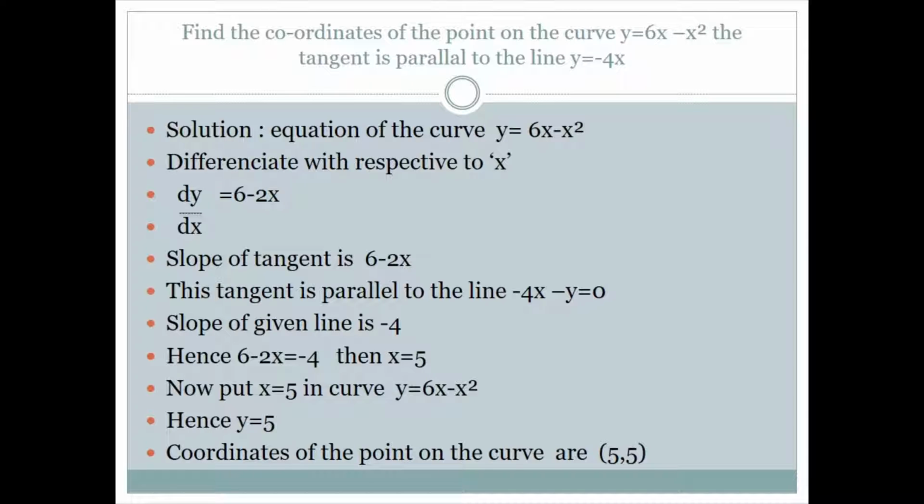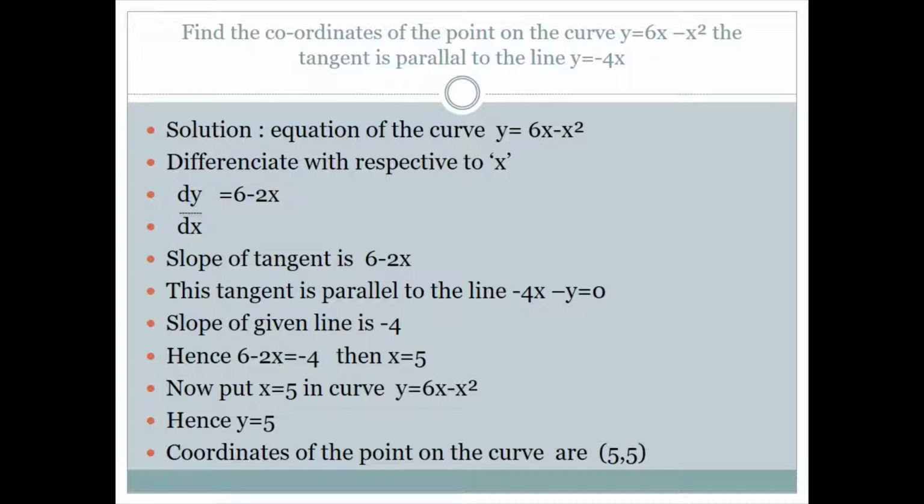Same thing, differentiate the given curve with respect to x. So dy by dx is equal to 6 minus 2x. Slope of tangent is 6 minus 2x. This tangent is parallel to the line minus 4x minus y equal to 0, which is a straight line, and we know that the slope of the straight line ax plus by plus c is equal to 0 is m, which is equal to minus a upon b. Therefore the slope of the line is minus 4.